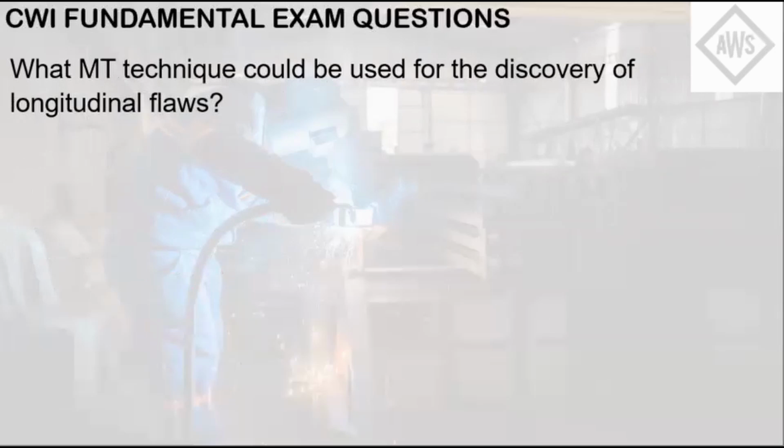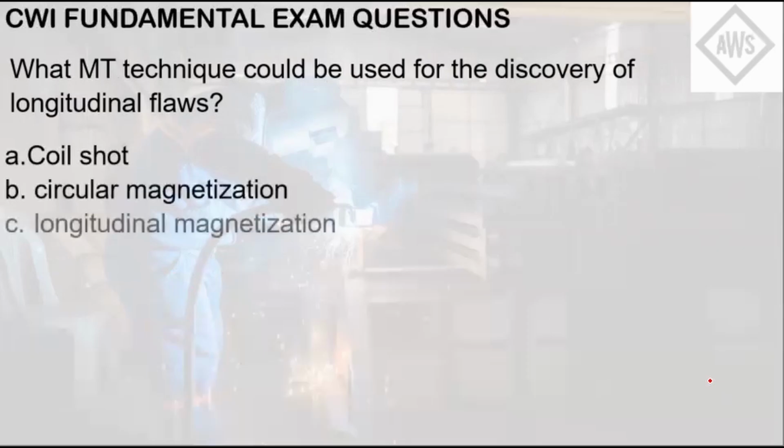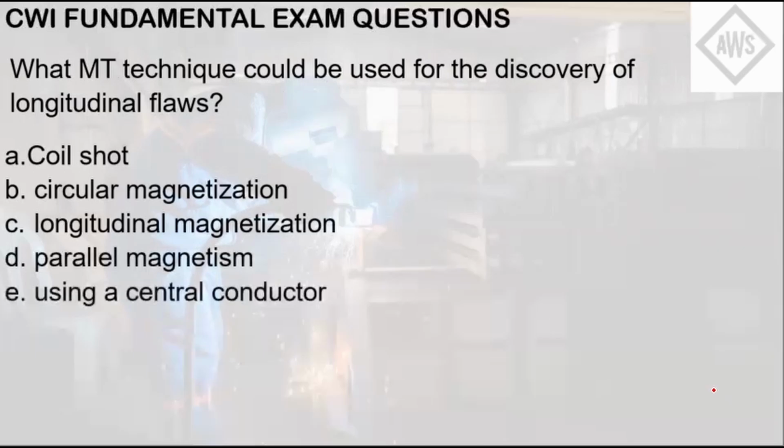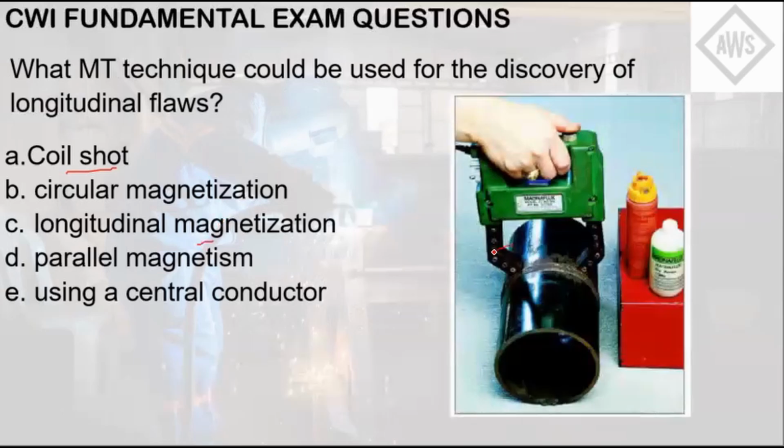What MT technique could be used for the discovery of longitudinal flaws? MT means magnetic particle testing. Letter A, coil shot. Letter B, circular magnetization. Letter C, longitudinal magnetization. Letter D, parallel magnetism. Letter E, using a central conductor. Coil shot here is when using a stationary empty machine and electricity passes through that conductor, the magnetic field is created. Longitudinal magnetization is produced from the yoke method, as seen here. This is the yoke method.